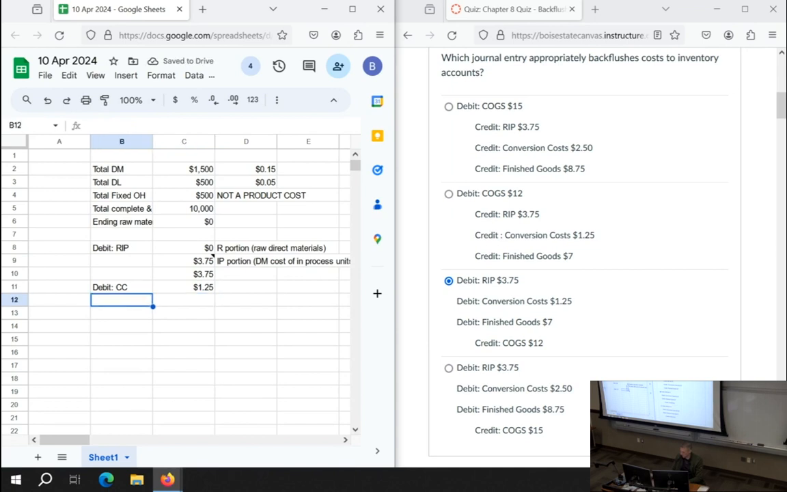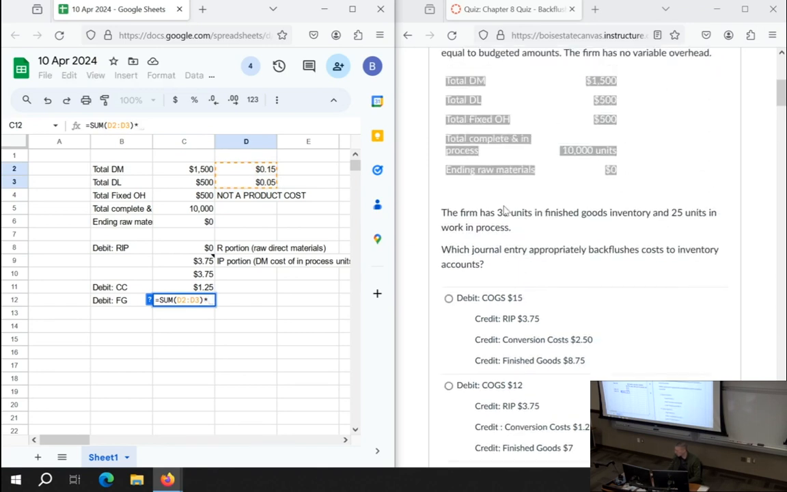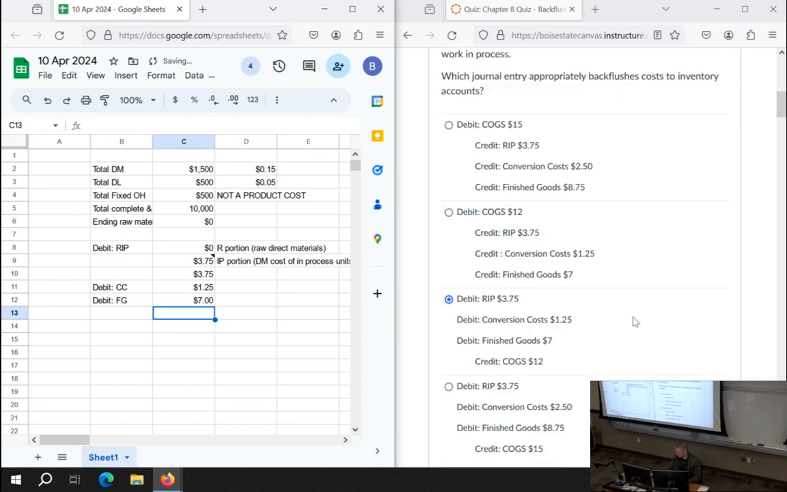This is the debit to conversion costs, and so the debit to finished goods, which isn't required for us to answer this question, but it might be for different questions you see on your quiz, is going to be, well, they're finished. So they have direct materials, direct labor, and variable overhead. Well, we have no variable overhead, so they have direct materials and direct labor in this problem. So they're going to be both these rates times the number of units in finished goods. Oh, 35. So it should be that $7 right here.